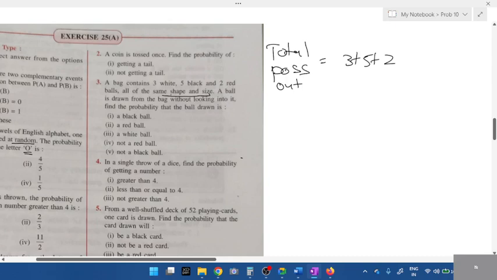Same as that alphabet example I gave. So tell me the value, students. The total value is 10, total possible outcomes. Probability of getting a black ball. How many black balls are there? No, not 1 by 2. Total how many black balls are there? Oh, correct. Answer 1 by 2. You have to write probability of getting a black ball. Just copy the question.